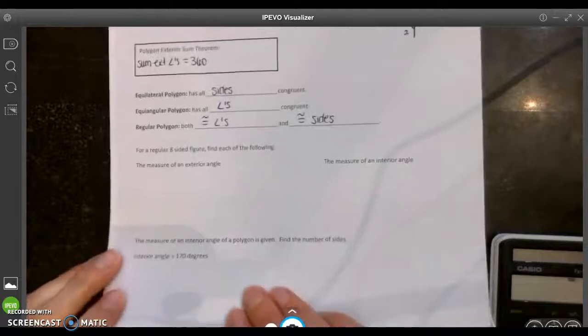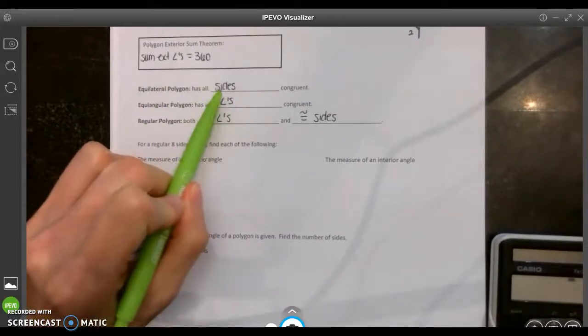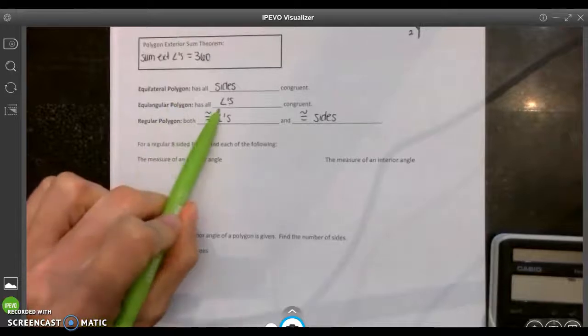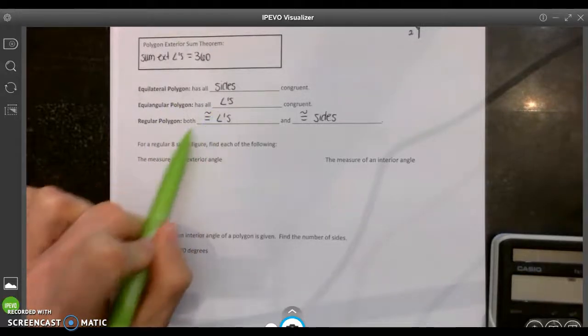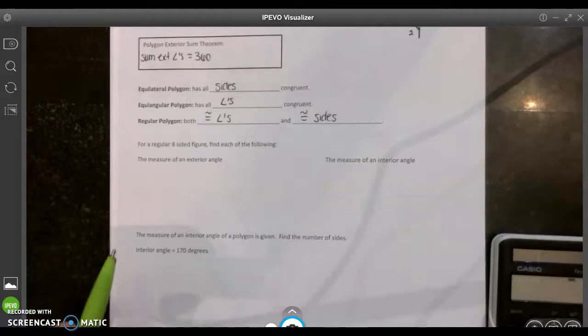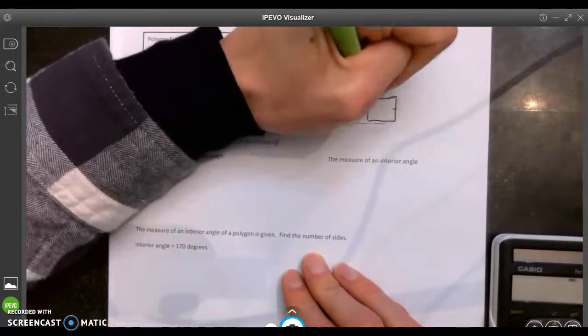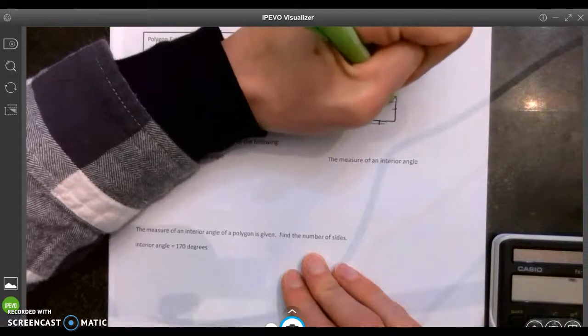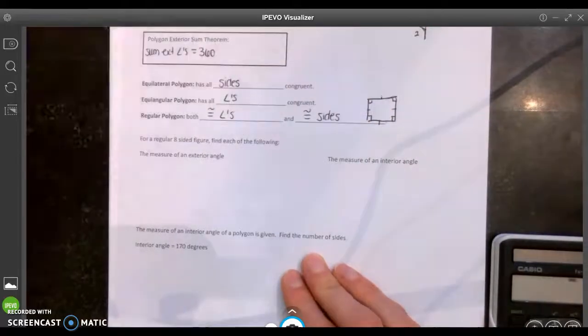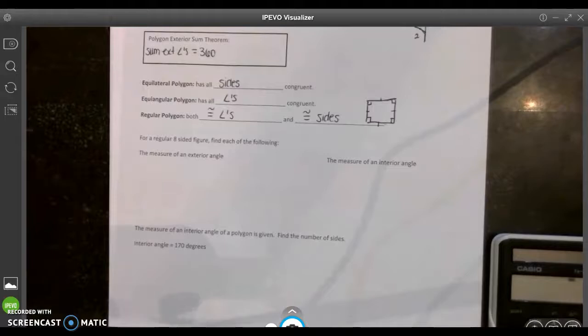So something important about that is we need to remember that an equilateral polygon has all sides that are congruent. An equiangular polygon has all angles that are congruent. And a regular polygon has angles and sides that are congruent. So that's when we think of like a square. All the sides are congruent, all the angles are congruent. That's a regular polygon. And we are going to be looking at some regular polygons possibly later in the unit. I don't think those lessons are too hard.